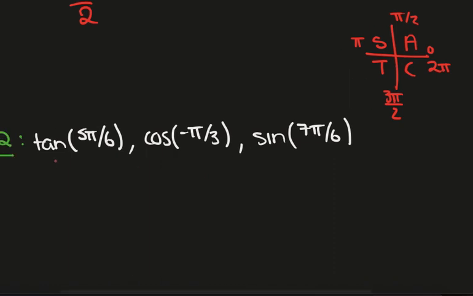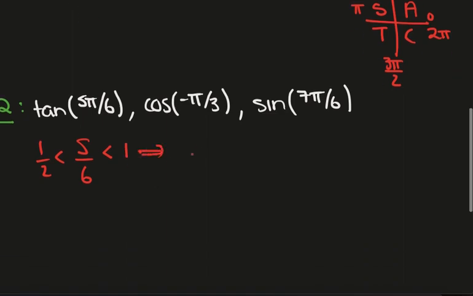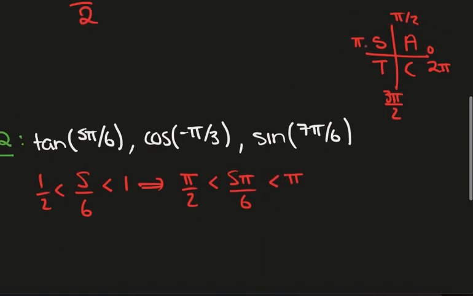So let's look at this. We have tan 5 pi on 6. Now 5 pi on 6, well 5 on 6 is bigger than 1/2 because it's close to 1, but it's less than 1. So in particular what we see is that if we multiply everything in this inequality by pi, then 5 pi on 6 is bigger than pi on 2, which is less than pi. So in particular we're in this second quadrant here.